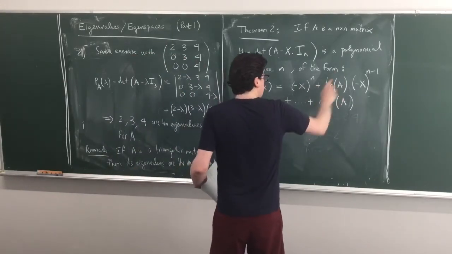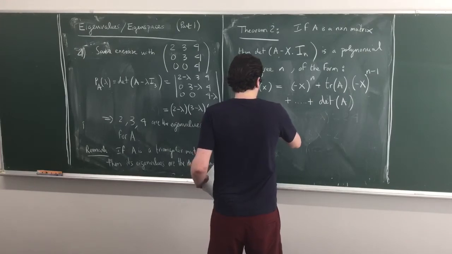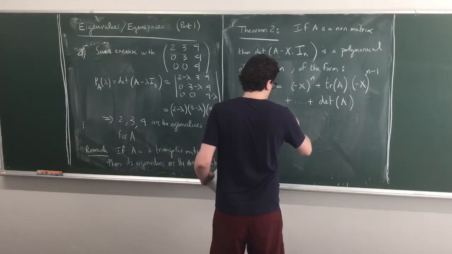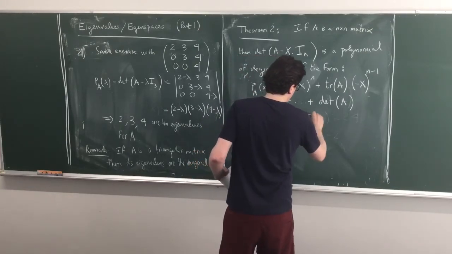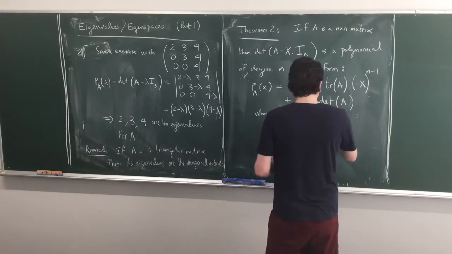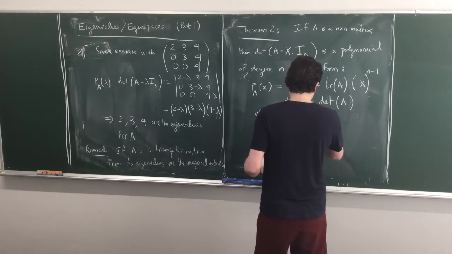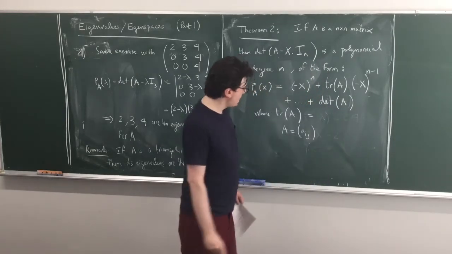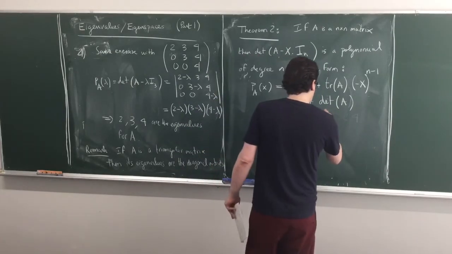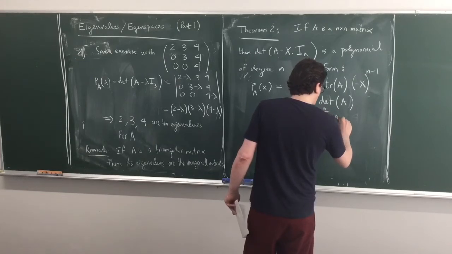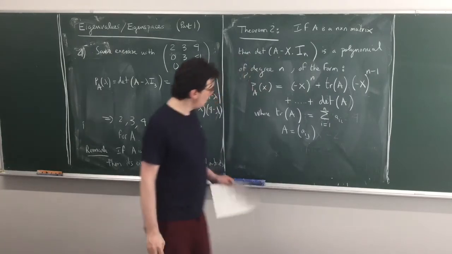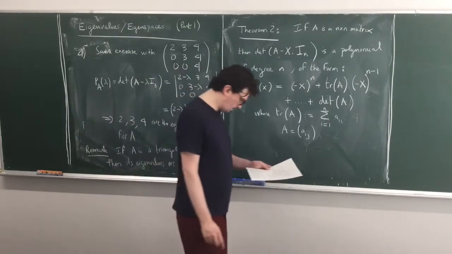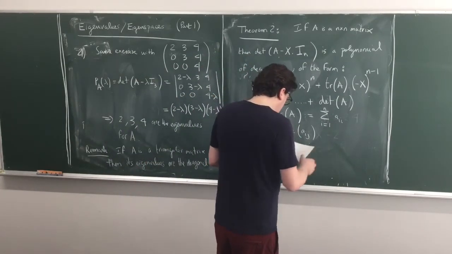Now we need to explain this term. By definition, imagine that A is a matrix with coefficients A_ij, then the trace will be the sum for i equal 1 to n of the diagonal terms. So we will do the sum of the A_ii terms.